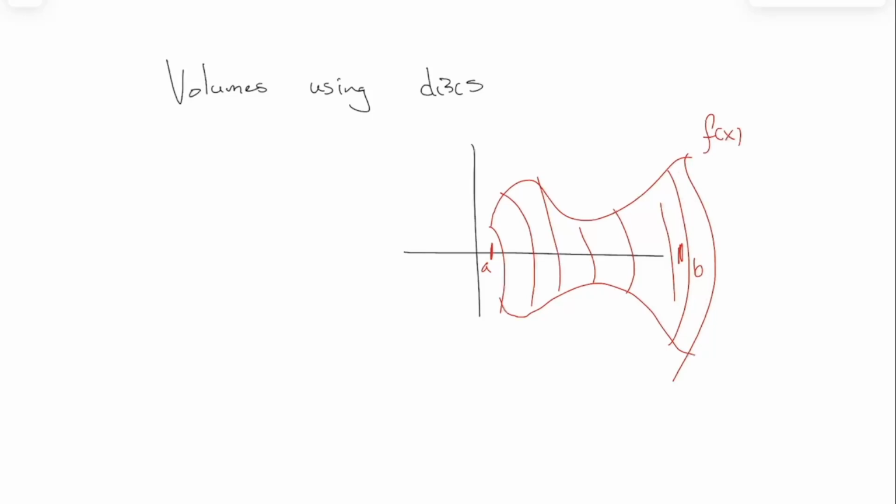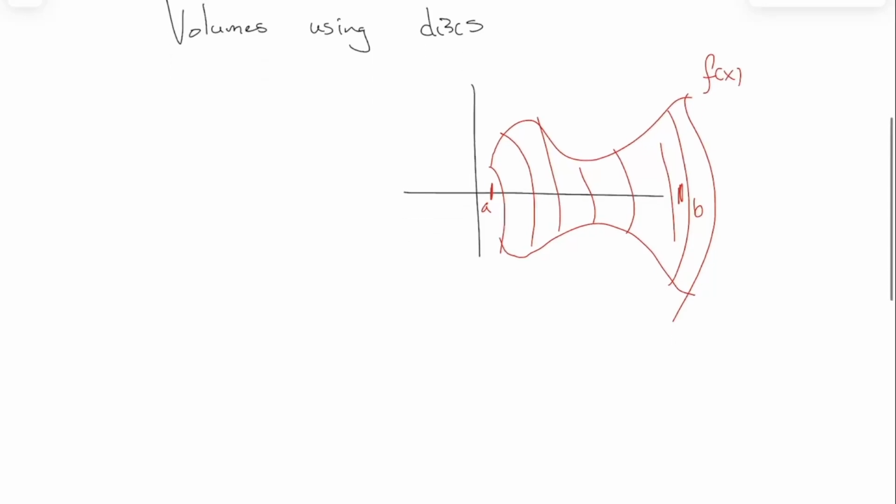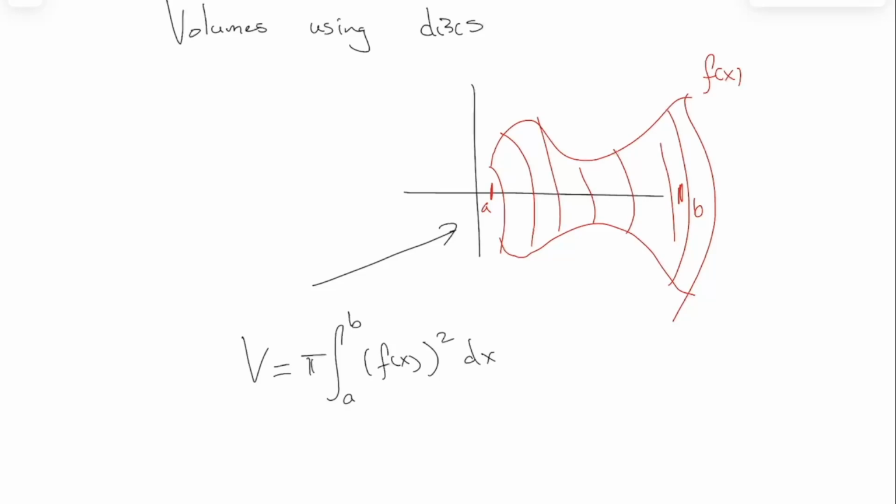That volume, there's a formula that we talked about last time. Its volume is the integral of, well, pi, you can put the pi on the outside or on the inside, f of x squared dx. This formula is basically pi r squared, where r is f of x. That's the reason for that.